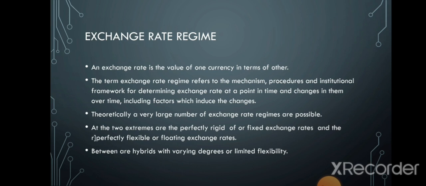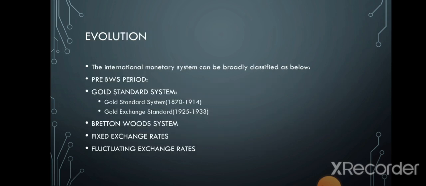Theoretically, a very large number of exchange rate regimes are possible, but at the two extremes are the perfectly rigid, which we call fixed exchange rates, and at the other extreme the perfectly flexible or floating exchange rates. Between these two extremes are hybrids with varying degrees of limited flexibility. So now I'll be discussing the evolution of these exchange rate systems.